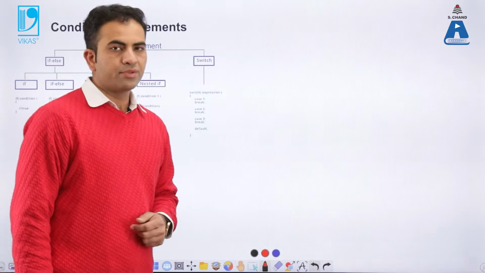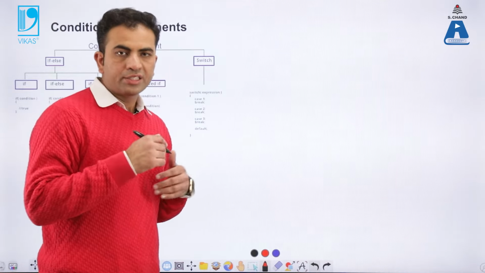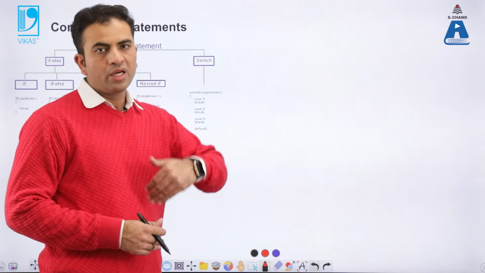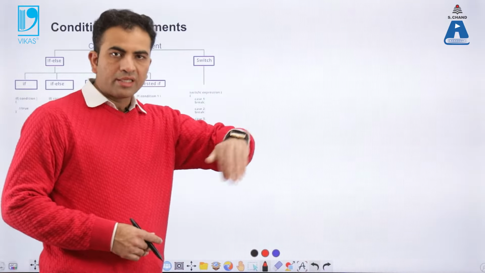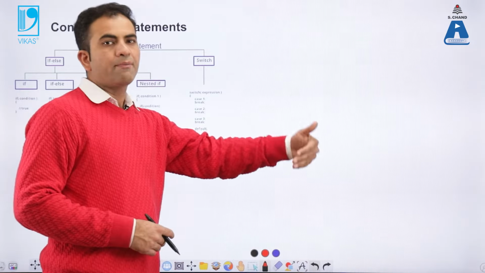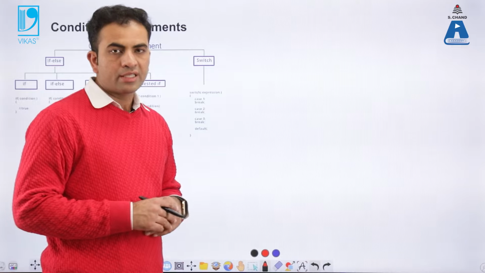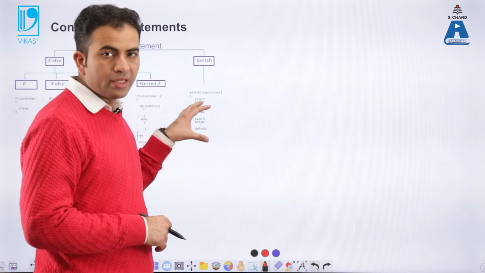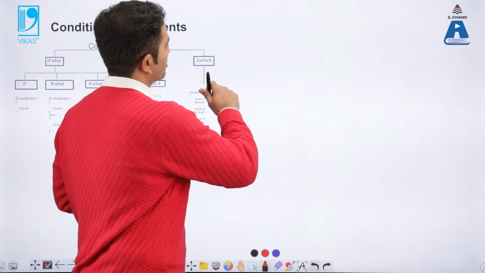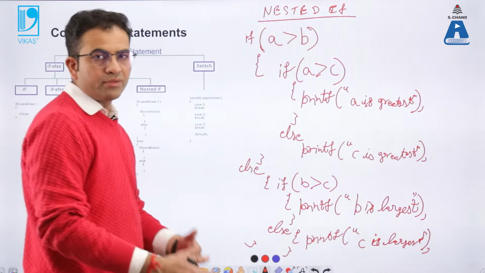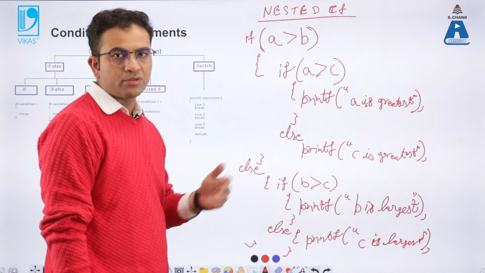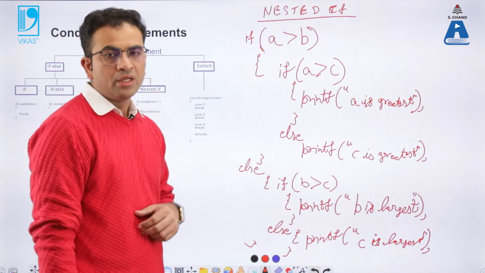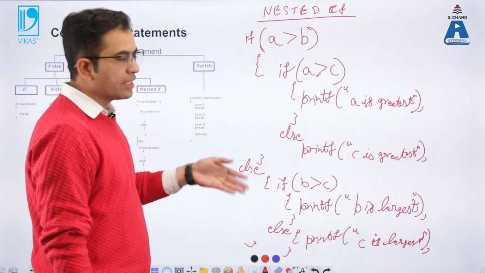What is nested if? When we use multiple conditions inside each other, that is called a nested if condition. Inside the if there is another if else, and inside that if else there is another if else. This type of condition is called a nested if else condition. So in nested if, we will take the previous example of finding the greatest of the 3 numbers, using the nested if.